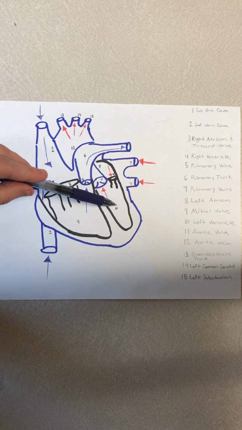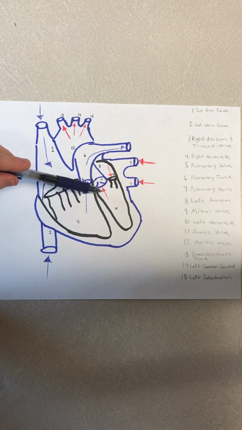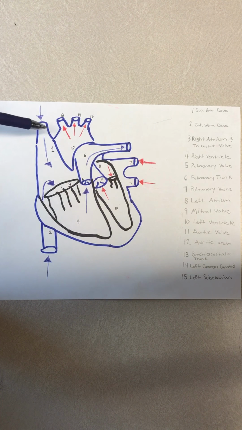From the left ventricle, it'll flow to the aortic valve. From the aortic valve, it'll flow into the aorta or the aortic arch. Then you have three branching places, which are the brachiocephalic trunk, the left common carotid, and then the left subclavian. And then this will exit and go into the body.